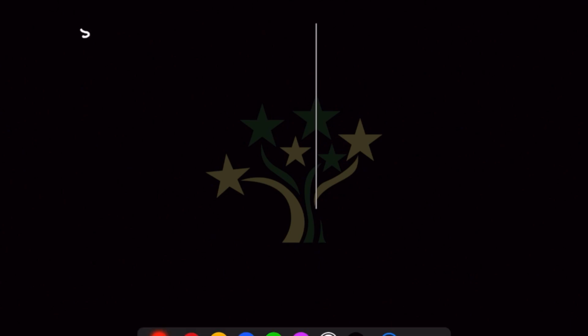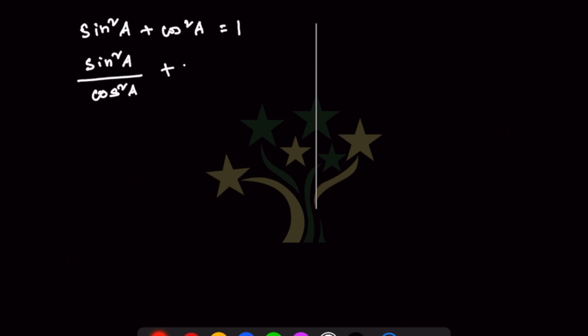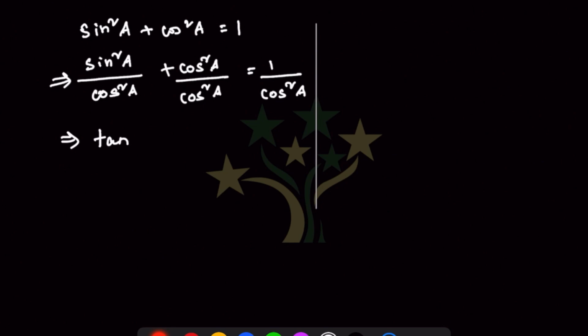What did we have? We had sine square a plus cos square a is equal to 1. Now let's divide this whole equation by cos square a. So what will we have? Sine square a by cos square a plus cos square a by cos square a is equal to 1 by cos square a. What is sine by cos? Sine by cos is tan. So this is tan square a plus 1.